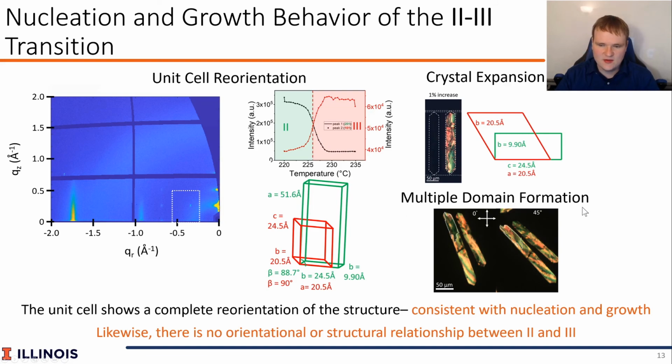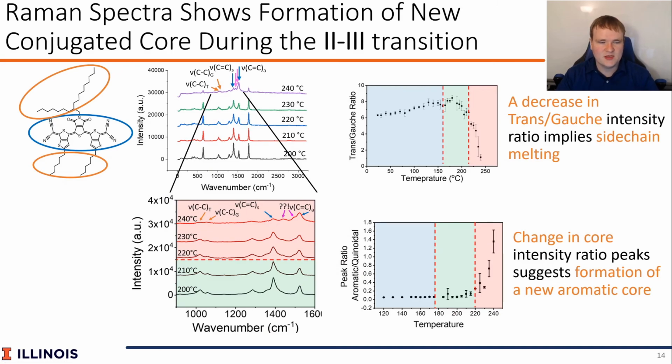And finally, we see that there's multiple domains forming during this phase transition, suggesting there's no orientational or structural relationship between 2 and 3. Once again, we turn to Raman spectroscopy to understand exactly why this transition is occurring. And interestingly, we see a change in the ratio between the trans and gauche isomers of the CC stretching in these alkyl chains. Typically, as this ratio approaches 1, that means the alkyl chains are rotating more freely and are in a more melted state.